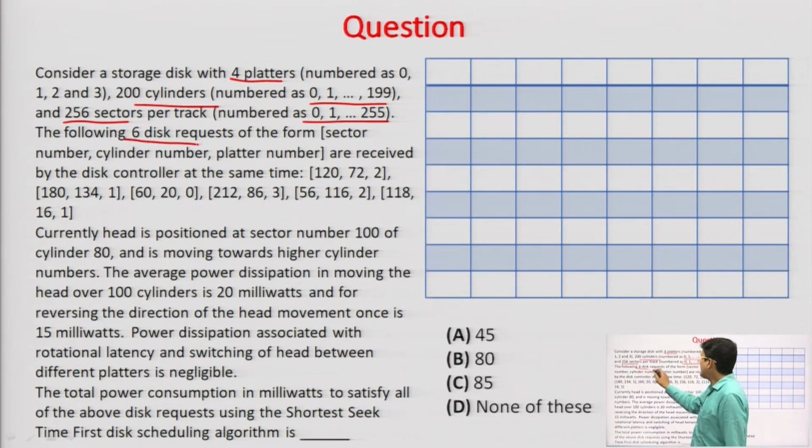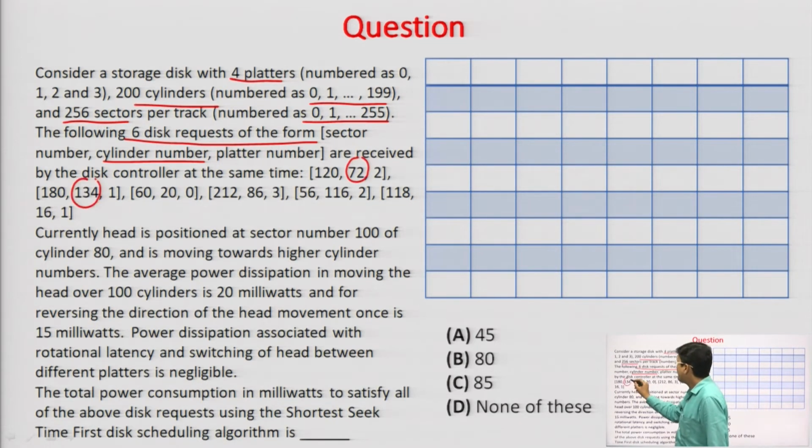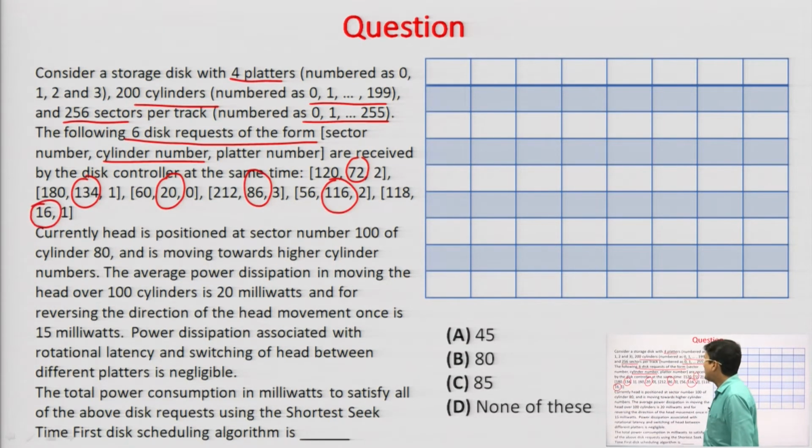The following 6 requests come in the form of sector number, cylinder number and platter number. So, we are more interested in the track. Track is actually the cylinder number only. So, we are only interested in the cylinder number. The requests are received by the disk controller at the same time. So, we have 72, 134, 20, 86, 116 and 16. These are the quantities of our interest.